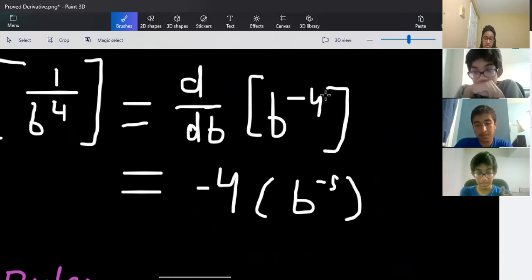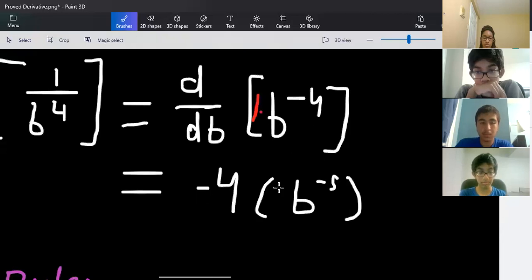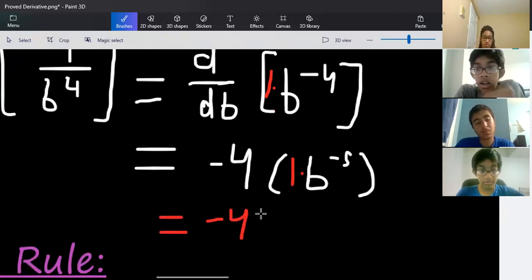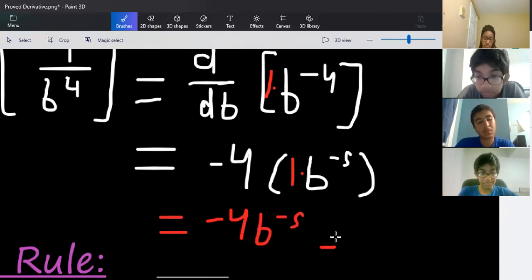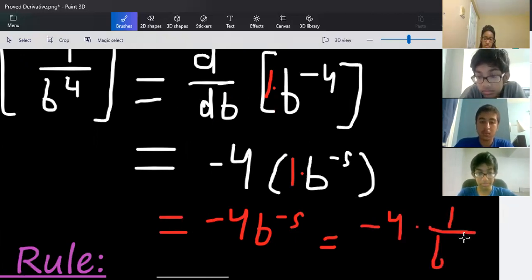Remember, it's almost like there's an imaginary 1 here. So it's like 1 times b to the negative 4. It's like you do have a 1 times b to the negative 5, but it doesn't affect anything. In the end, the answer we get is -4 b to the negative 5, which is equal to -4 times 1 over b to the 5.